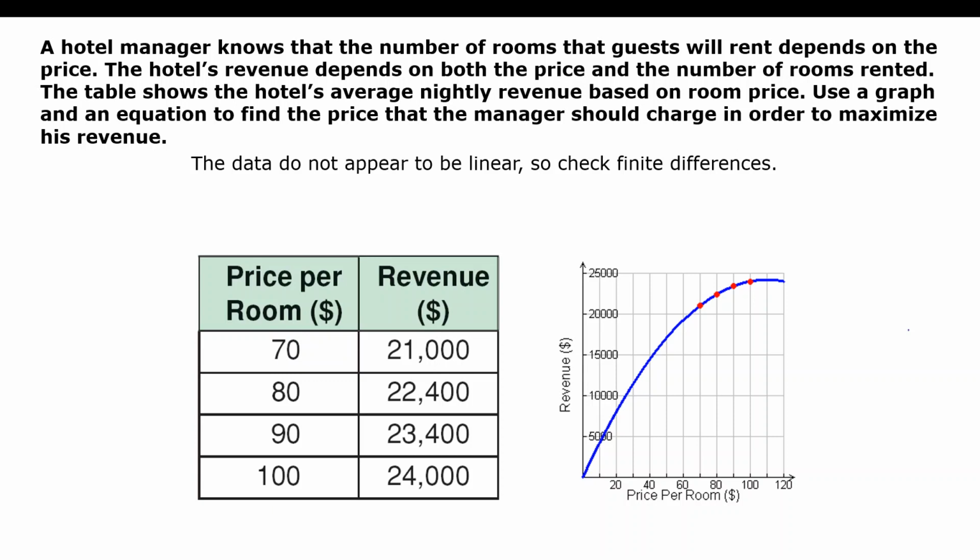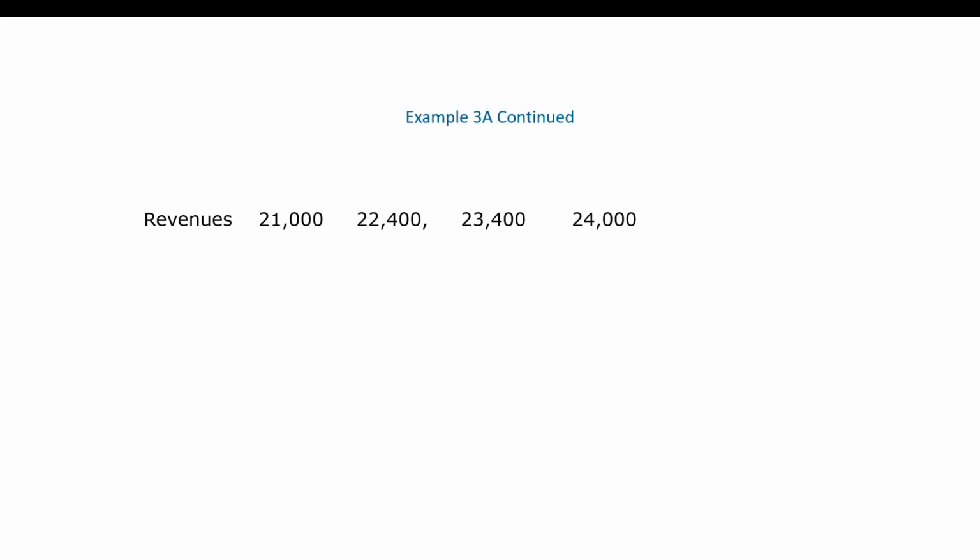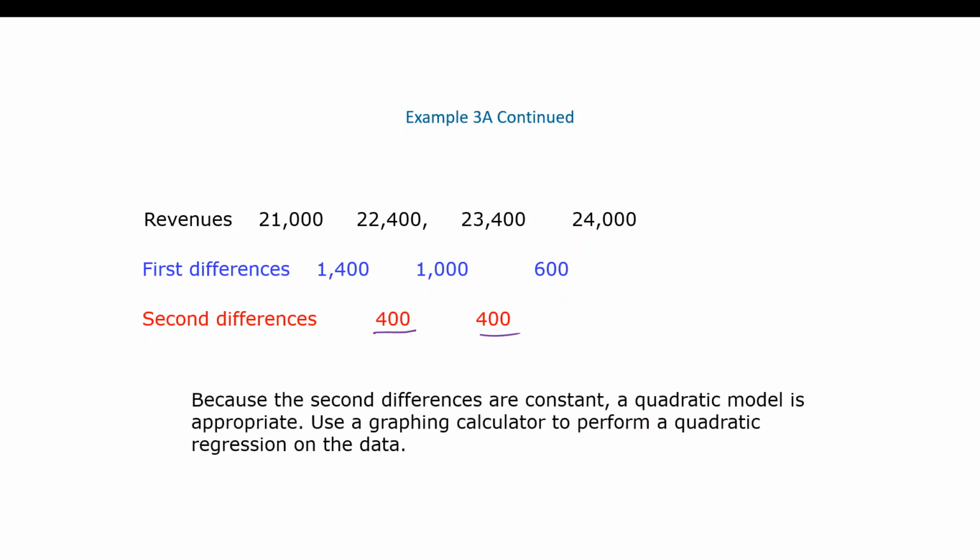So when we graph this information, it doesn't appear to be linear. The first thing we're going to do is check for finite differences. We take our revenues and find the differences between them, and we see the first differences are not constant. All right, so our second differences, notice they're both 400. So we finally found a constant when we subtracted. Because the second differences are constant, a quadratic model is appropriate.